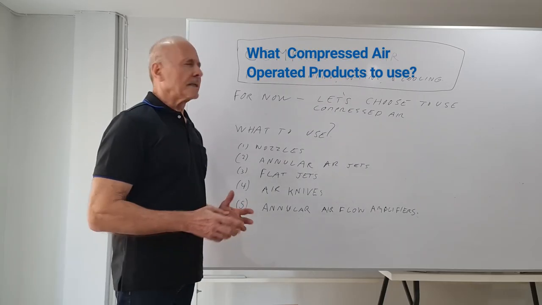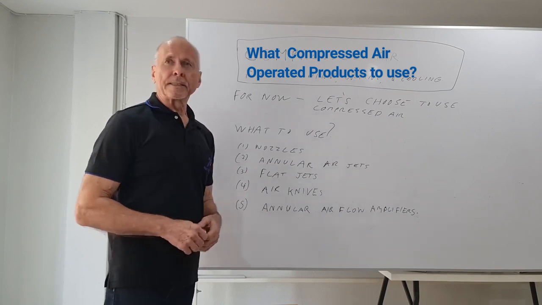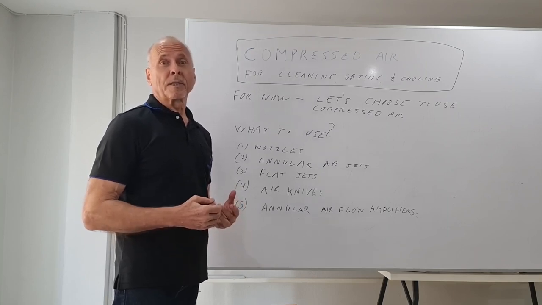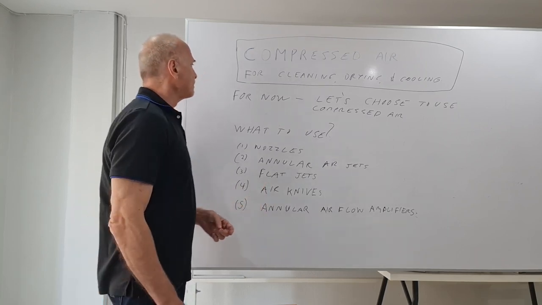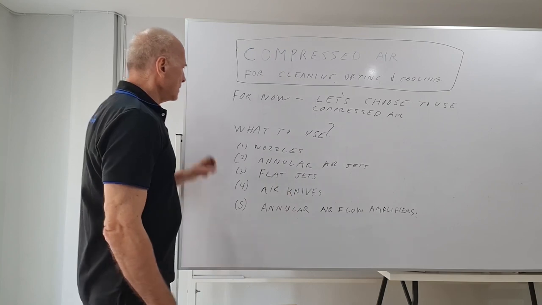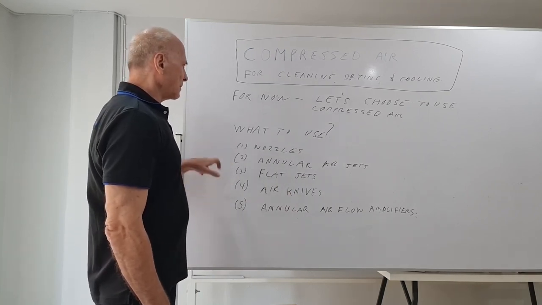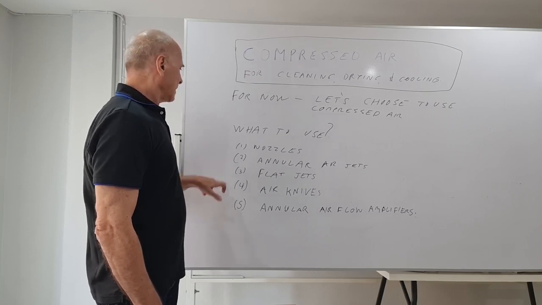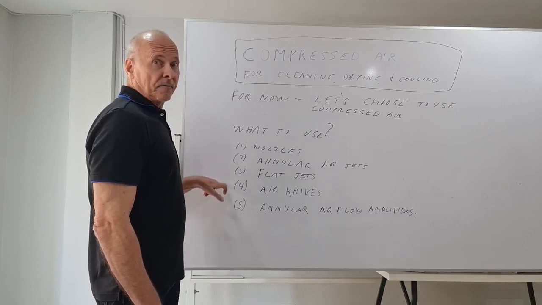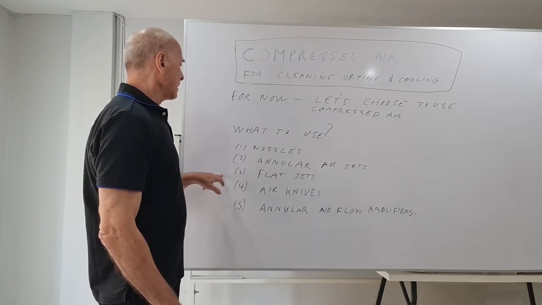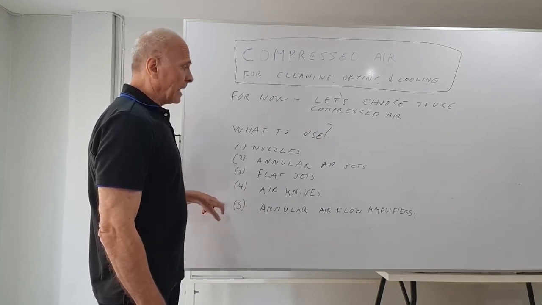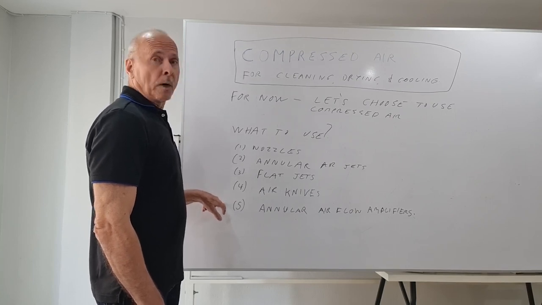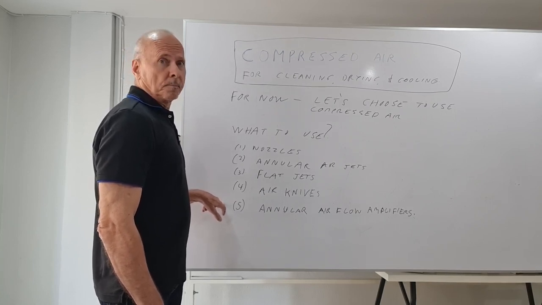So for now, since this is a presentation on utilizing compressed air, let's presume that you've chosen to utilize compressed air for the given application. So what are you going to use? Do you use nozzles? Do you use annular air jets? Do you use flat air jets? Do you use something called an air knife, which is basically a very long nozzle? Or do you utilize annular airflow amplifiers? We're going to describe each one and how to choose among them.